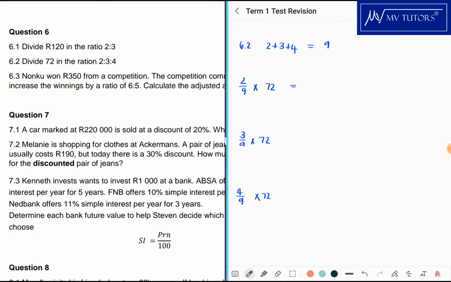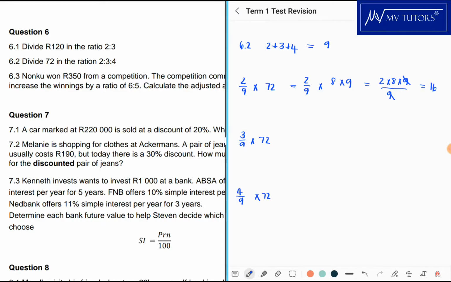All right, 72. You just need to think about the factors of 72. 8 and 9 are amongst those factors. All right, so I have 2 over 9, and 72 is actually 8 times 9. So if I were to write it, it's actually 2 times 8 times 9 divided by 9. The 9's cancel, then I'm left with 2 times 8, which is 16.